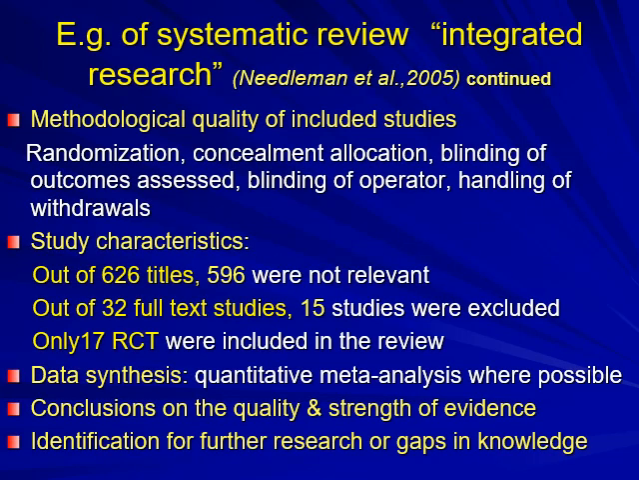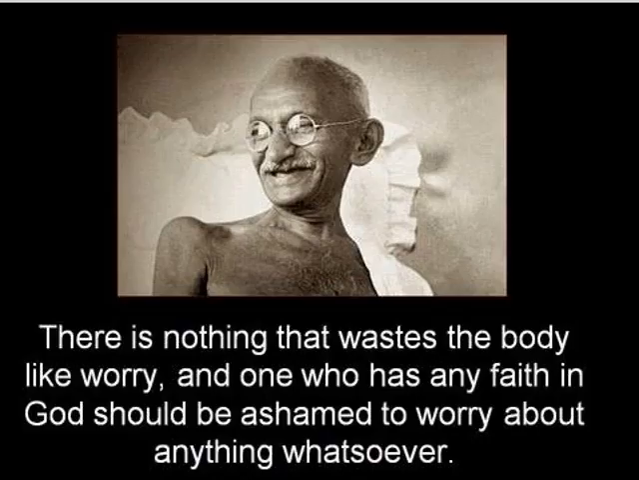All right. For the systematic review or integrated studies, again, randomization is important, concealment of allocation is important, blinding of outcome assessors, blinding of the operator, and handling of withdrawals. Study characteristics: I don't want to go into further discussion of this slide. Maybe you will be confused because I'm not around to explain to you.